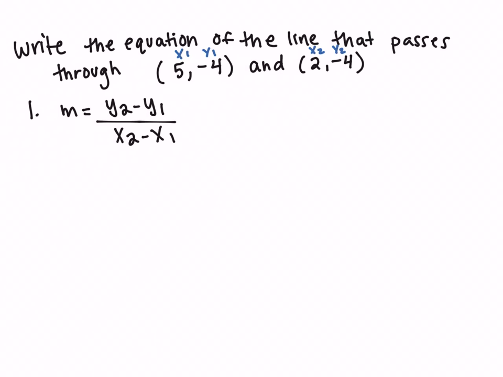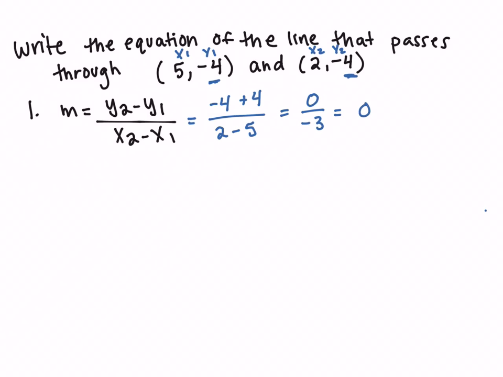Now, you should already kind of be noticing that these are the same numbers, so something weird is going to happen. Let's try it. When we plug these in, we have -4 minus -4, so it becomes +4. And on the bottom, we get 2 minus 5. So this actually ends up being 0 divided by -3. And again, we always want to simplify our slopes. 0 divided by anything would be 0.